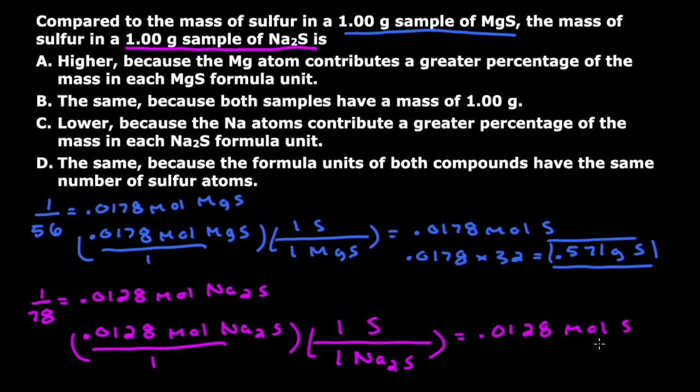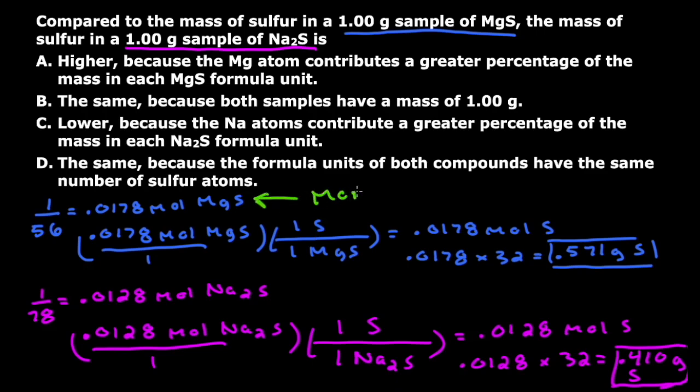And then we need to go to grams, so we're going to take this 0.0128 and multiply by the molar mass of just S, which again will be 32, so we'll do times 32 here. And when we do that, we're going to get 0.410, and that'll be grams of just the S atom here. And so what we'll do now is compare these two different samples, and we can say this one right here is going to have more S atoms.